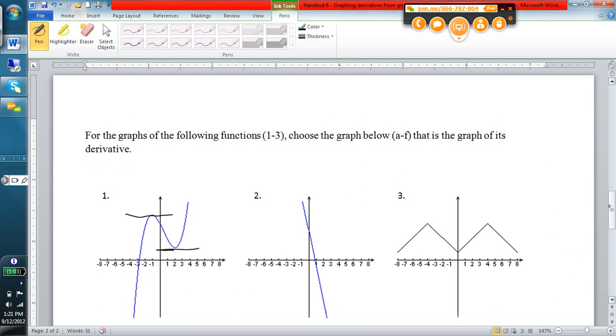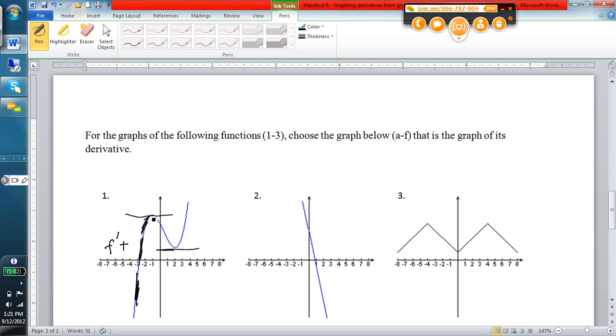Let's fill in the rest. So what happens on the right, left, and the middle here? Well, if you draw in some tangent lines there, that's a little off, but you know what I'm trying to get at. You got a positive tangent, positive tangent. So the derivatives over here are positive, aren't they?